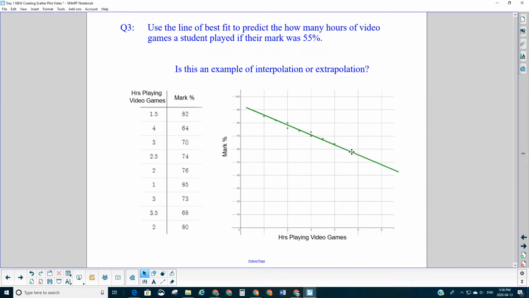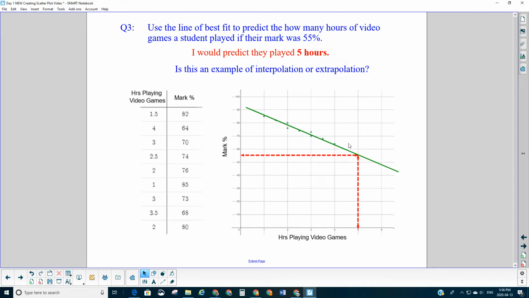So I'm going to extend my line a little bit further. It allows me to make predictions outside the range of our data. All right, so 55 is halfway in between there, so I think it's right along here. We can go here and look. It seems to line up really nicely with the 5-hour mark. So I would predict that if they got 55%, they might have played 5 hours of video games.